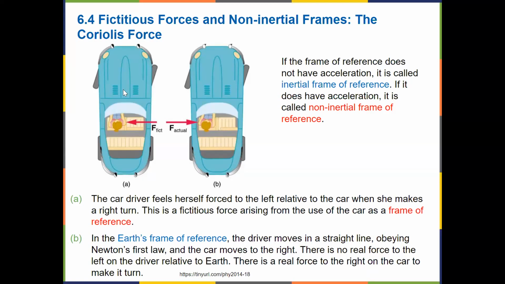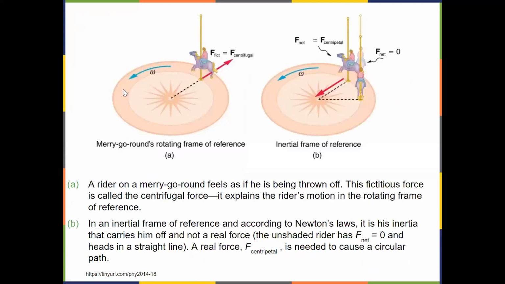All right. Now, if you have been riding on a merry-go-round, you also experience the fictitious force. That is, you feel like you're being thrown outward. That's also called the centrifugal force. And that's because you are taking the merry-go-round as your frame of reference. It's a rotating frame of reference. That means it has acceleration, so it's a non-inertial frame of reference.